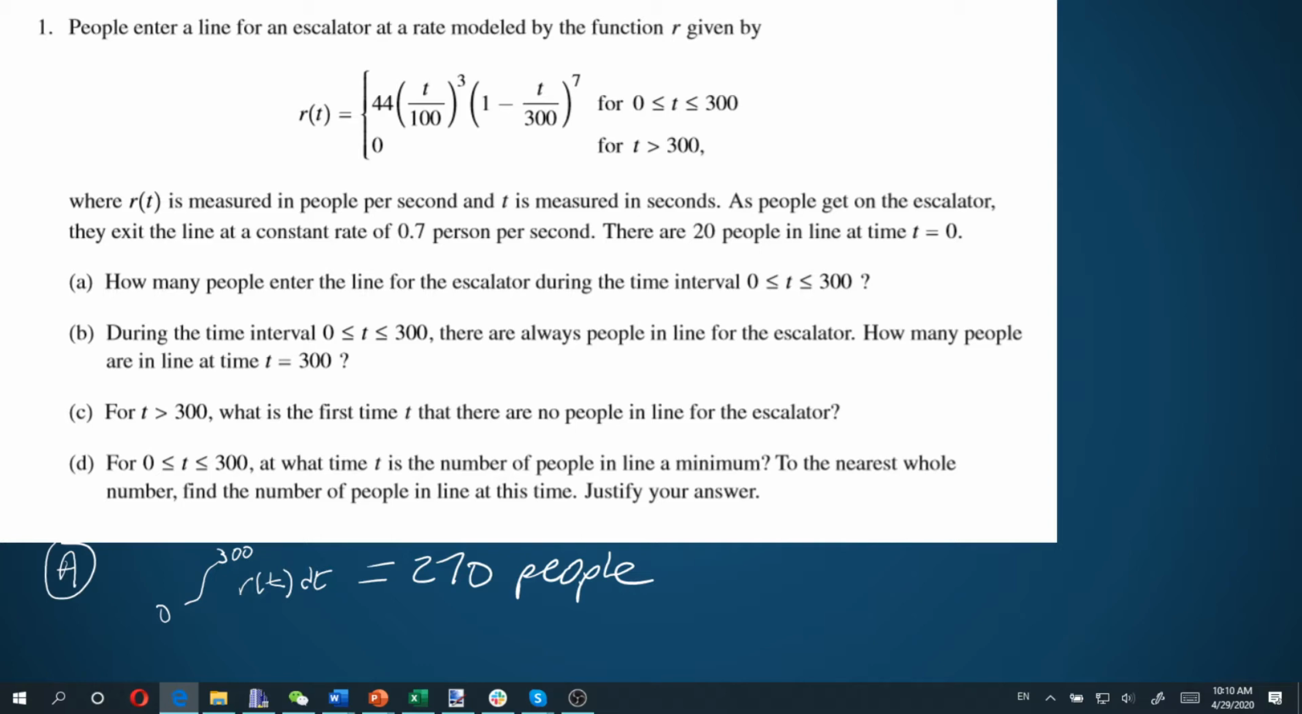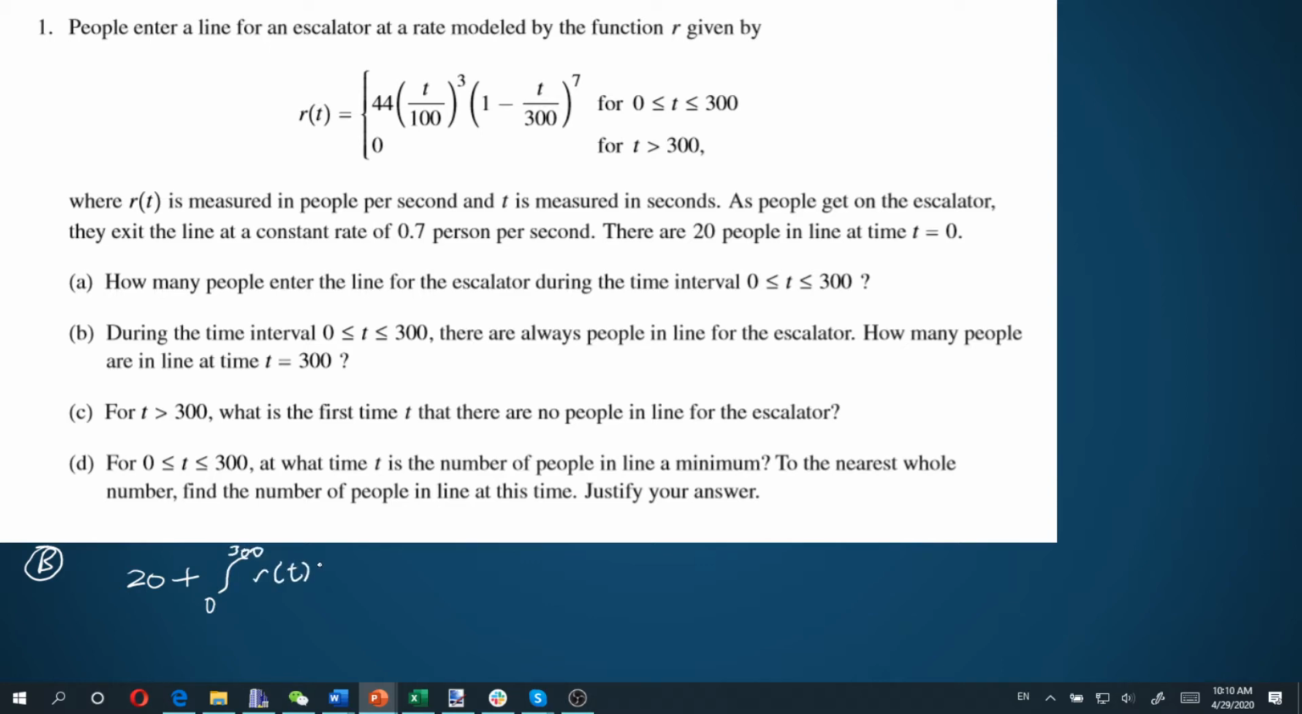For part B, I want to know how many people are in line at 300. That's 20 plus the integral, 20 plus the answer from A. Okay, we'll need one more thing. Oh, and then minus the integral from 0 to 300 of 0.7 dt.